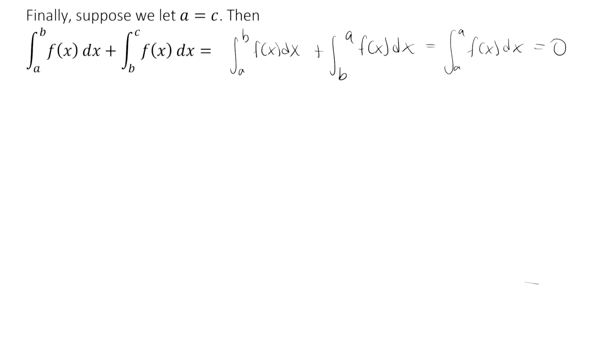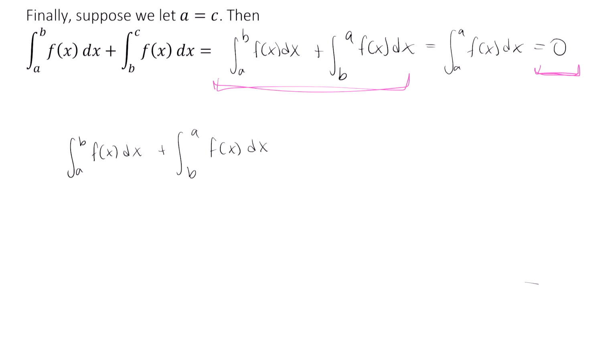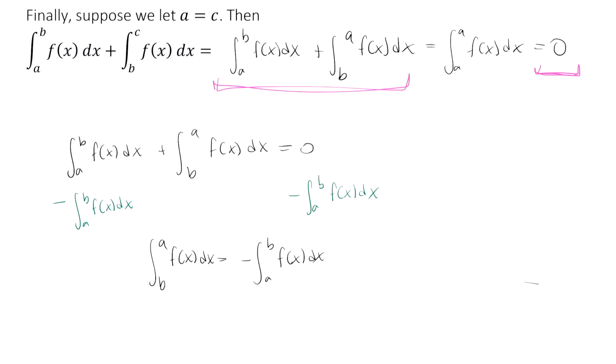All right, now that we have this long equality written out, let's focus on this part here, the fact that we have this sum of integrals equal to 0. That is, the integral from a to b of f of x dx plus the integral from b to a of f of x dx equals 0. Let's manipulate this algebraically. I'm going to subtract the integral from a to b of f of x dx from both sides. What we end up with is the integral from b to a of f of x dx equals the negative of the integral from a to b of f of x dx.